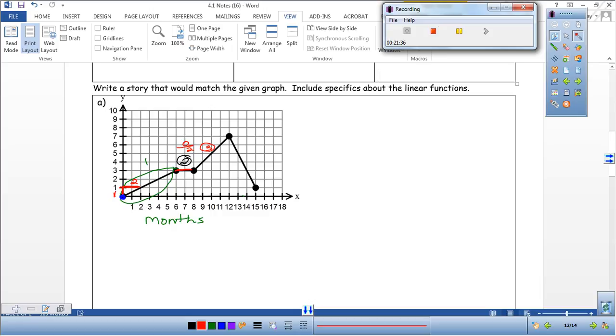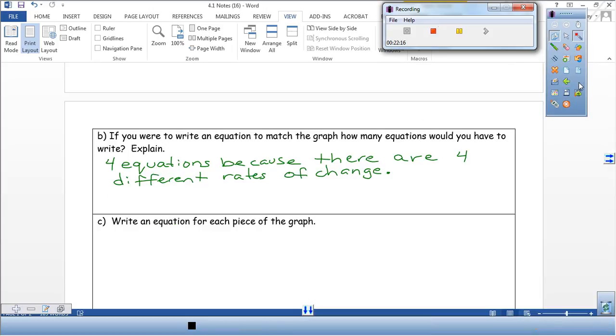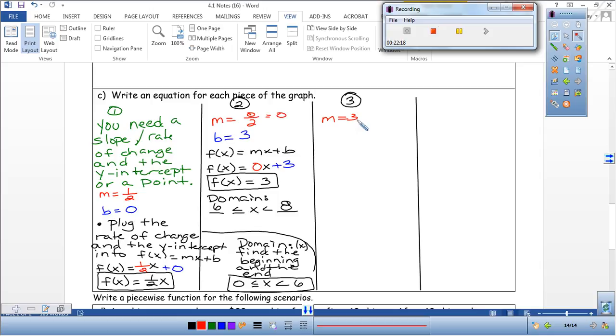Okay. John, what's the slope of that one? Very good. Up 1 and over 1. So my slope, I don't know why I put 3 there. So my slope is 1 over 1, or 1. Any questions over that?